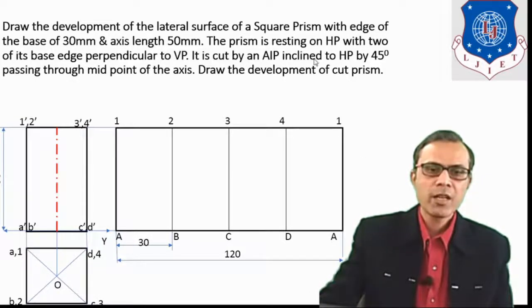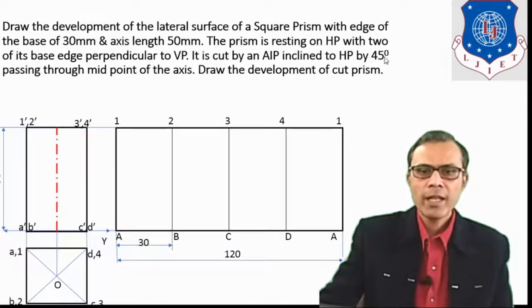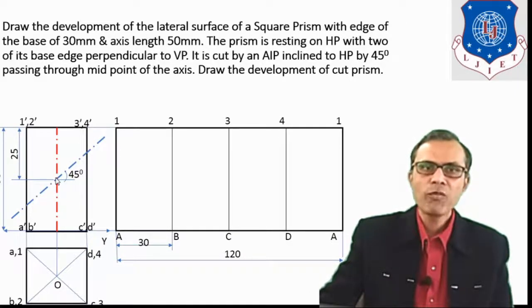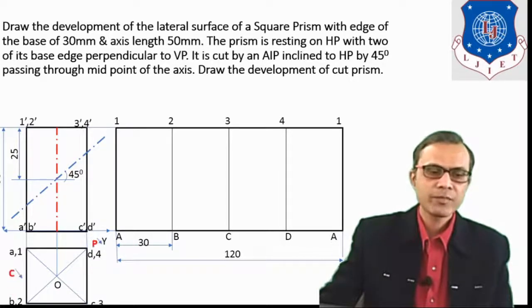Now this prism is cut by an AIP, auxiliary inclined plane, inclined to HP by 45 degrees and passing through the midpoint of the axis. So we have to locate this cutting plane line, which passes through the midpoint of the axis, it means at a distance of 25 mm from either top or from the bottom, and inclined at an angle of 45 degrees. So here it is the location of the cutting plane. It is inclined at an angle of 45 degrees, and it is at a distance of 25 mm from the top. So it is the midpoint through which the cutting plane is passing.